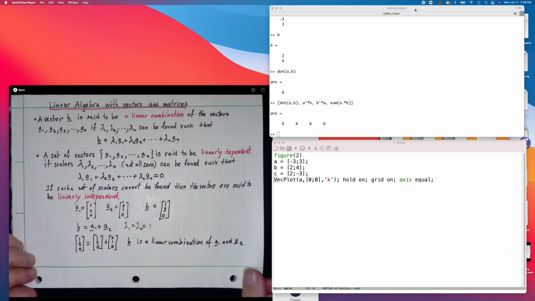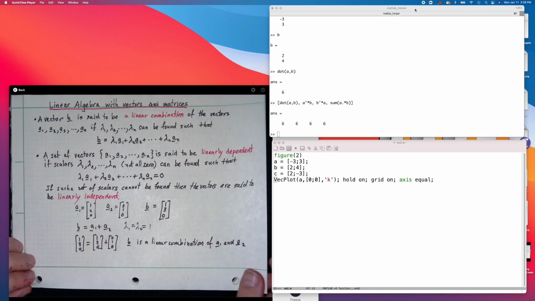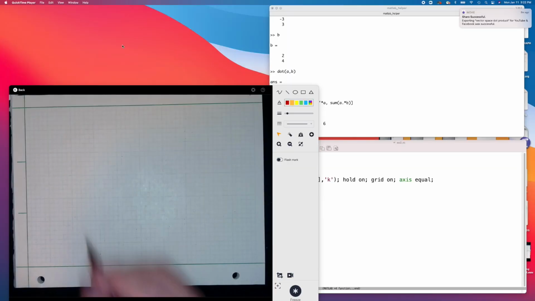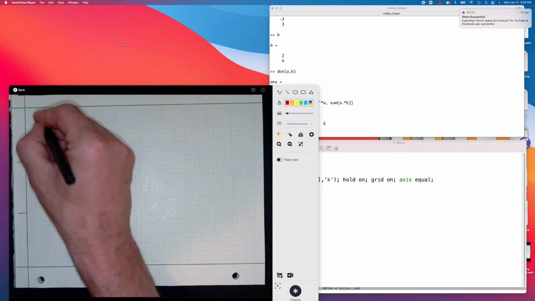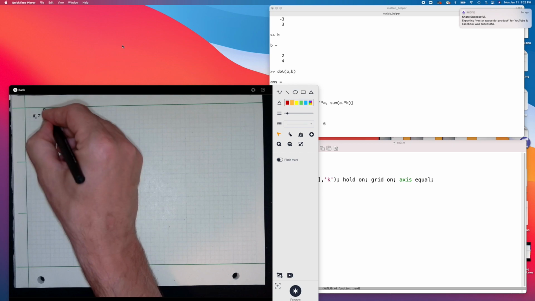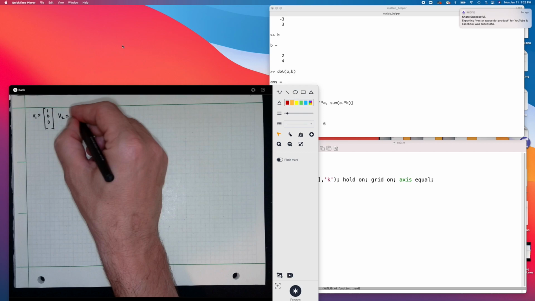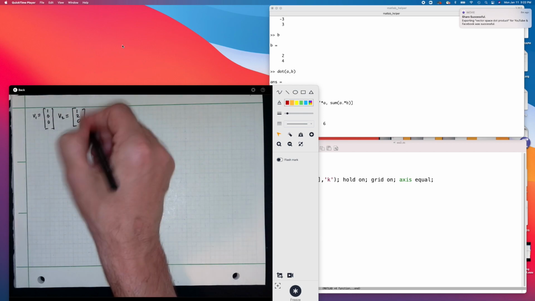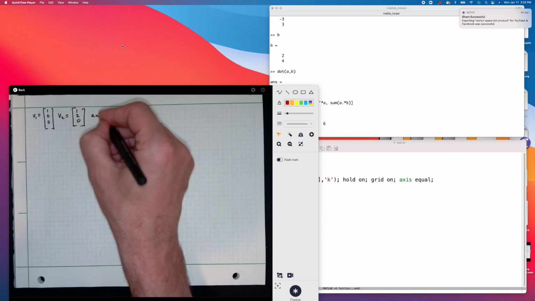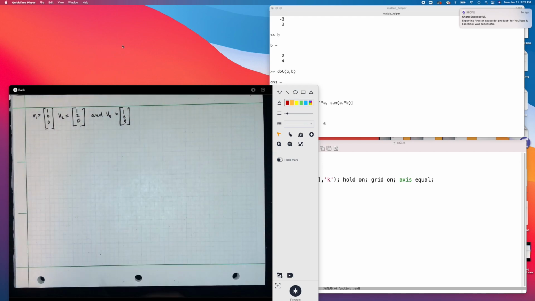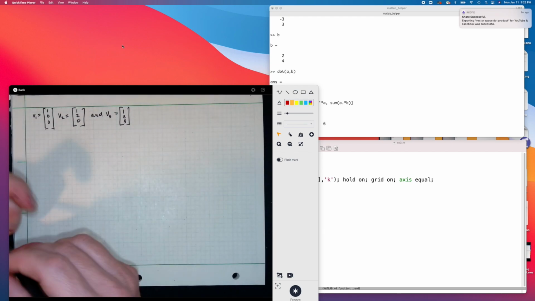Now I'm going to construct an example of three vectors that are linearly independent. So for example, I claim that these are linearly independent vectors.